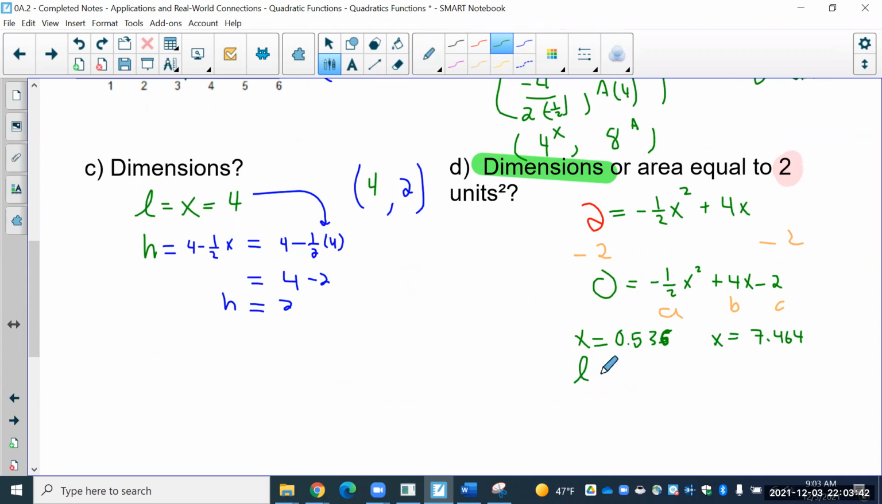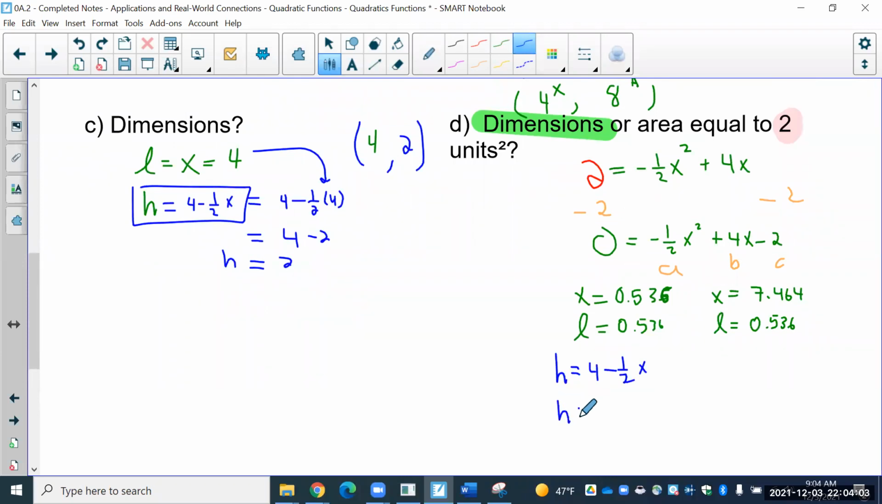So L is the same thing as this, 0.536. That part was easy. However, we don't know the height, right? So the height is right here. I used it in this problem. So the height is still going to be 4 minus 1/2 of X. So that means I actually need to find the height is equal to 4 minus 1/2 of 0.536 and the other one. And I'm going to do that by using Desmos.